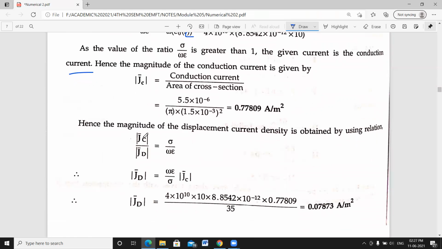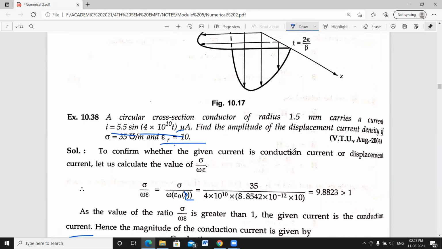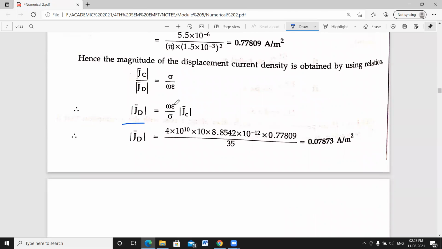Hence the magnitude of the displacement current density is obtained by using the relation JC divided by JD equals σ divided by ωε. What do we want? Our displacement current density. For that reason, JD is going to be ωε divided by σ into JC. Then substituting all the values, we'll get 0.07873 amperes per meter squared.